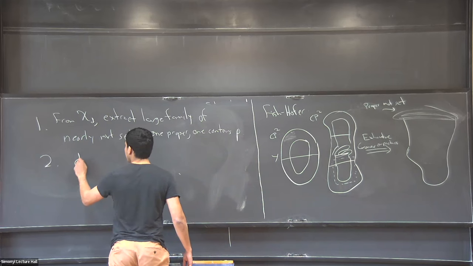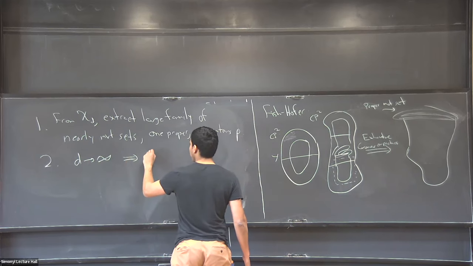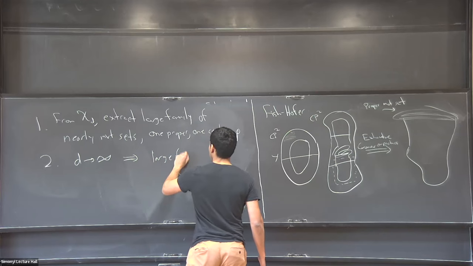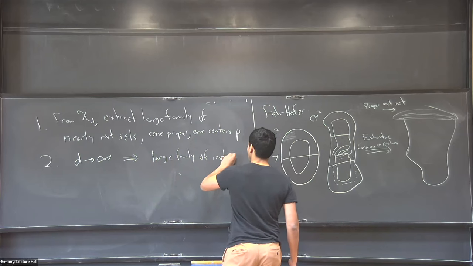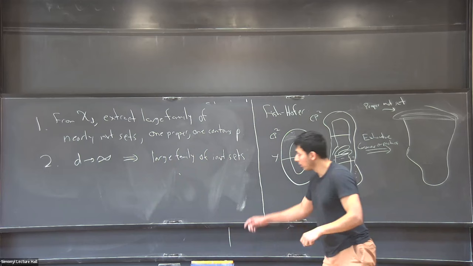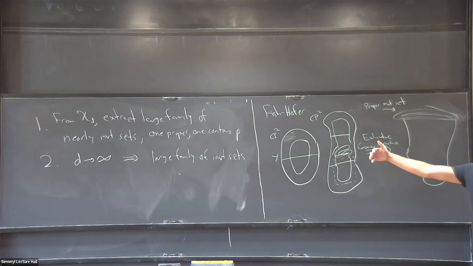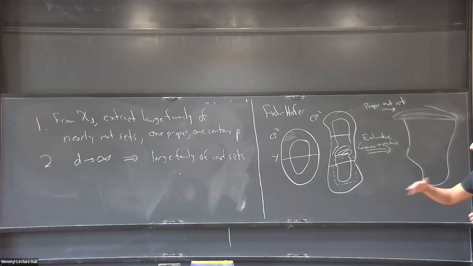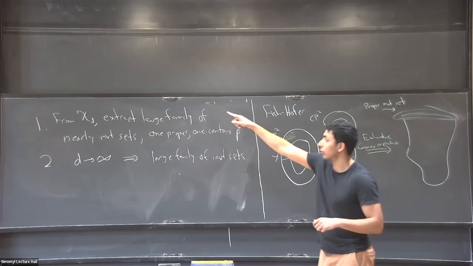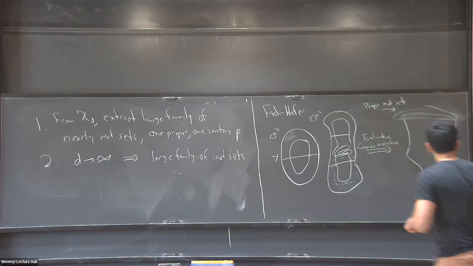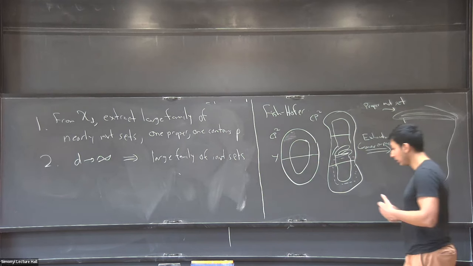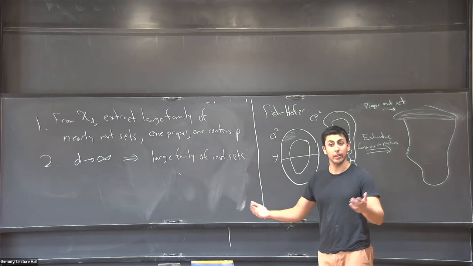And then the second sentence is that you basically take D to infinity to get a large family of invariant sets. What I mean by this is, in point one, you extract this large family of nearly invariant sets where your error goes to zero as D goes to infinity. Then you can take D to infinity and look at the accumulation points of each of these families, and you get some large family of invariant sets. And then there are some topological arguments which really use all of A, B, and C to get to the desired conclusion. But since we're out of time, all I can say is that eventually we get there. All right, thank you for listening.